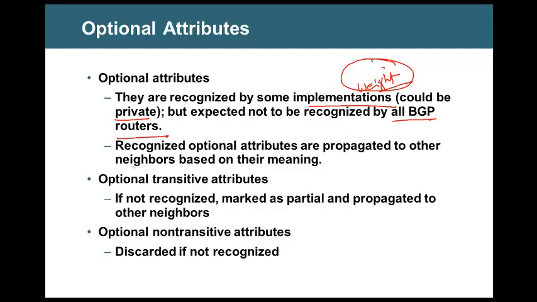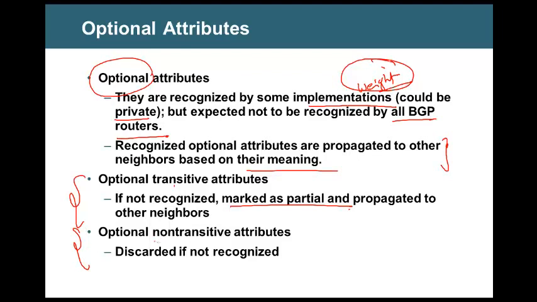Next, recognized optional attributes are propagated to other neighbors based on their meanings. You will understand this meaning in the next two or three slides. In these optional attributes, there are two kinds again: transitive and non-transitive. Transitive means it is an optional attribute, but if it is recognized, it is complete. If it is not recognized, mark it as partial and propagate it to the other neighbor.